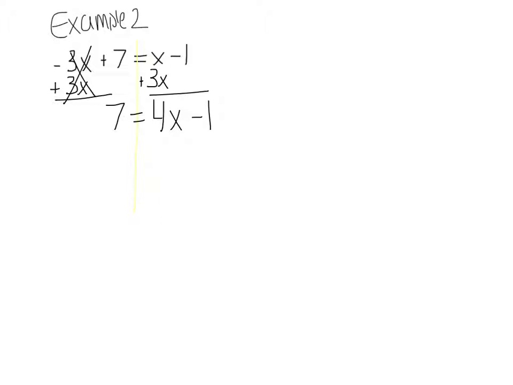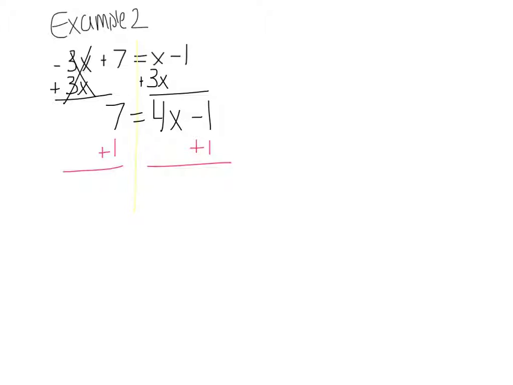so now we need to get rid of anything else that's over there. And I see I've got this minus 1, or picture again a red unit tile over there. So what can I add to it to get rid of it? Well, I know if I add 1, that's going to make a 0 pair over there, and I'll be able to get rid of it. But if you do it to the right, you've got to do it to the left.